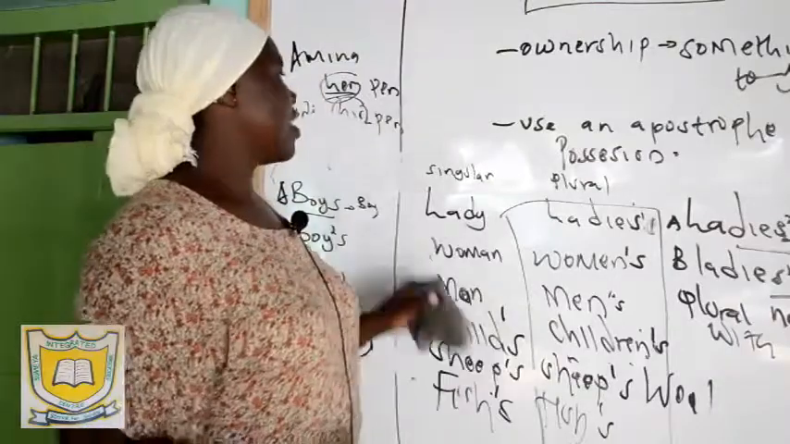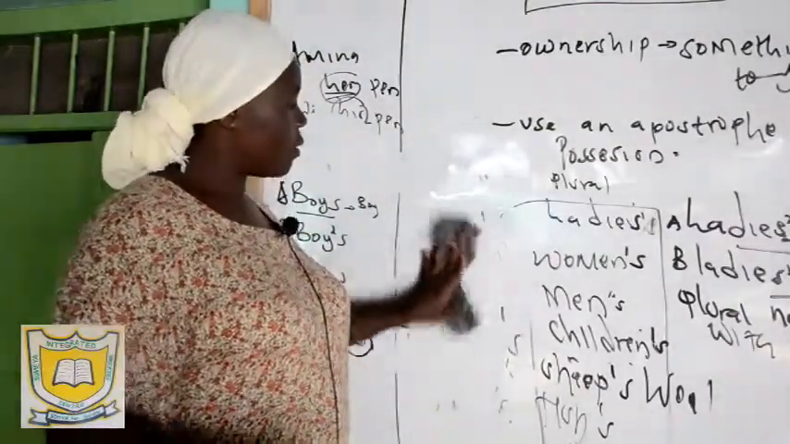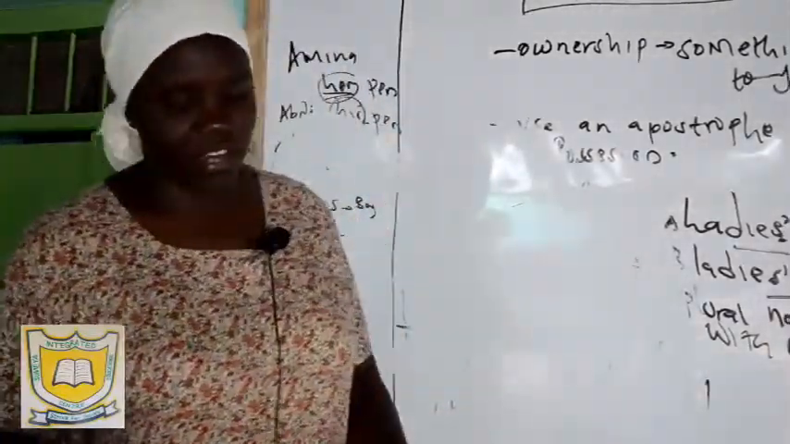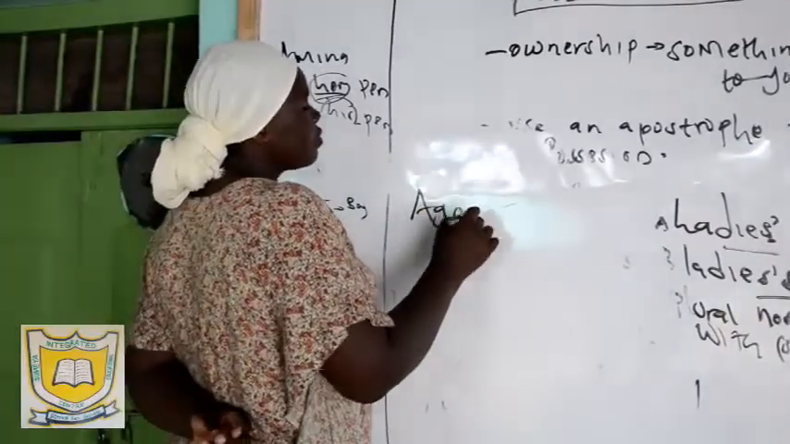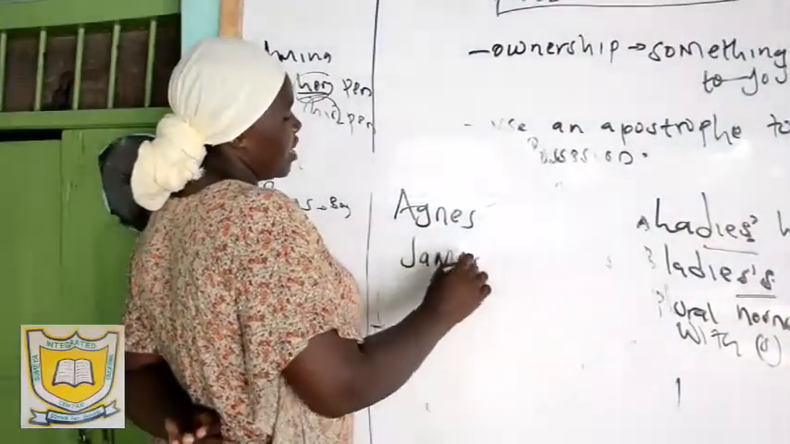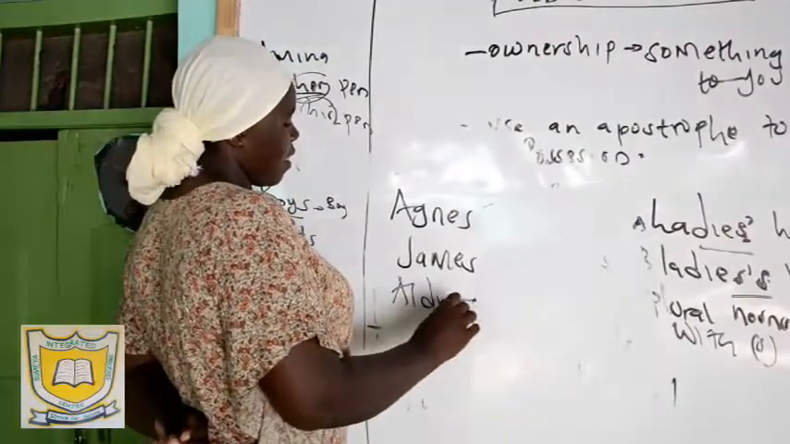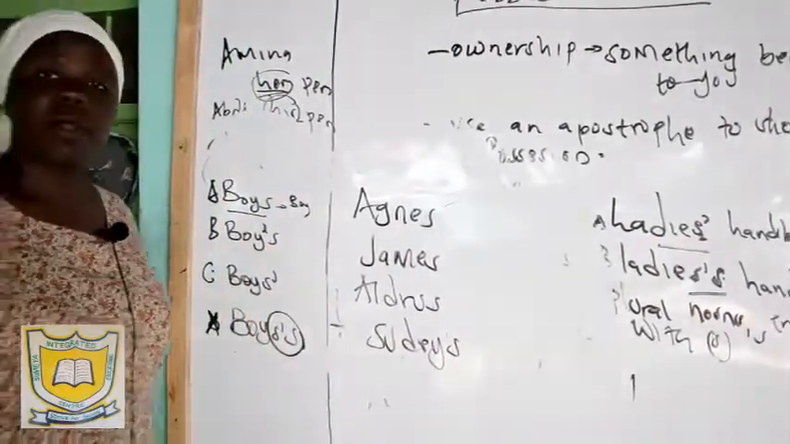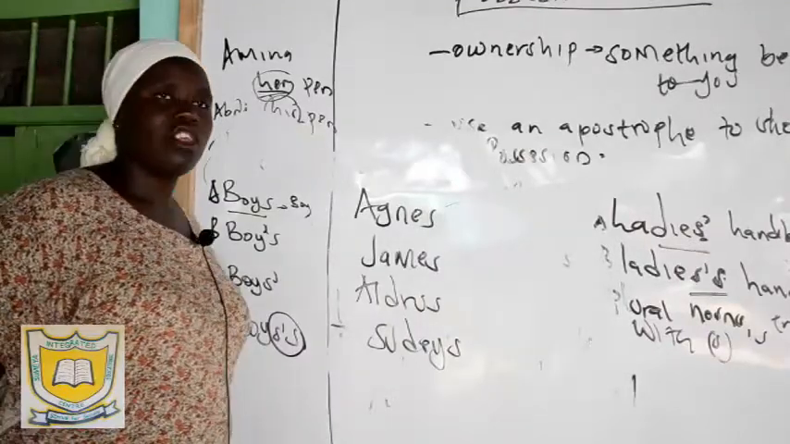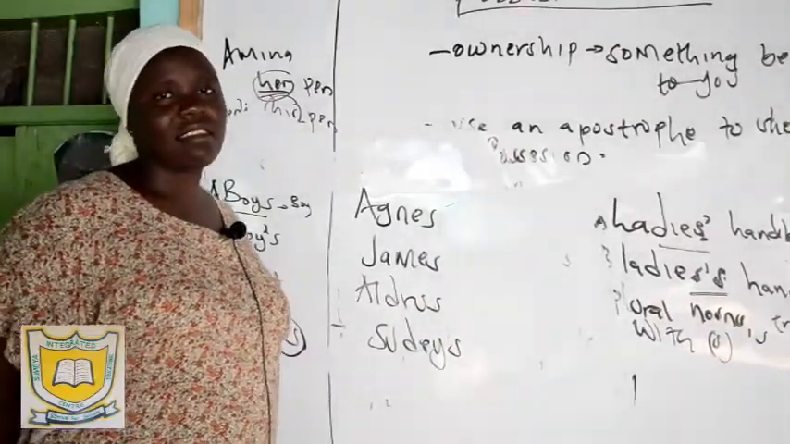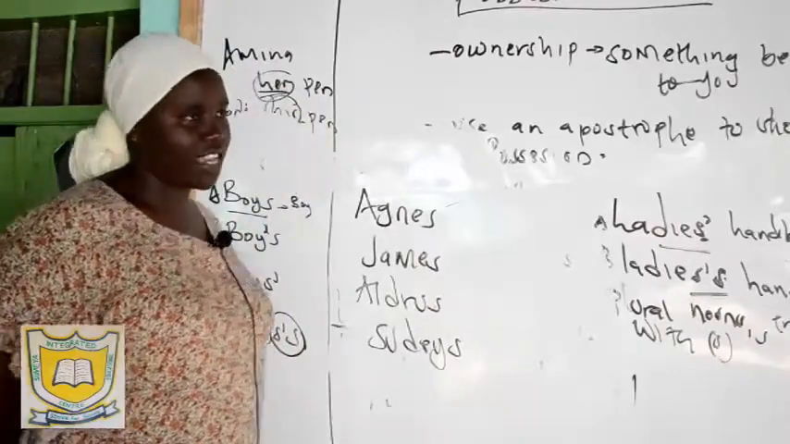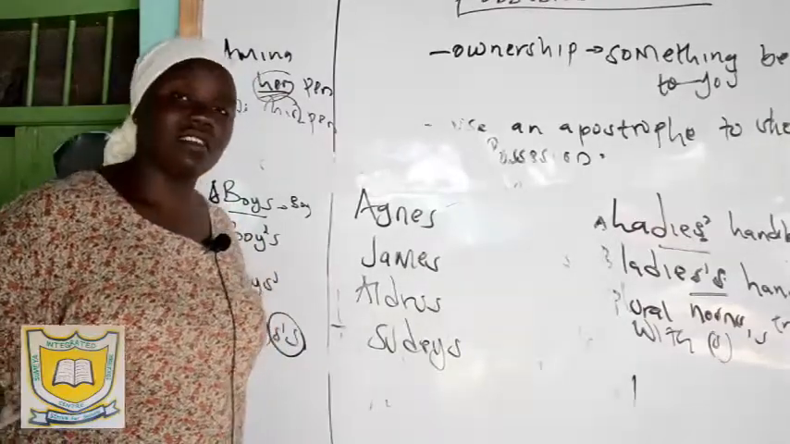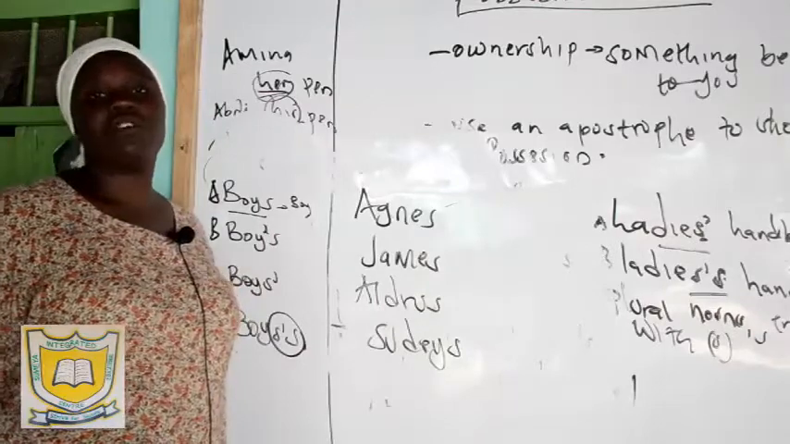Now, after talking about that, we are also going to talk about nouns like proper nouns whose ending is an S. For example, you have Agnes, you have James, you have Idris, you have Sudais. If you come across a proper noun and it ends with an S and you want to form its possessive, you don't add another S, you simply add an apostrophe to show its possession.